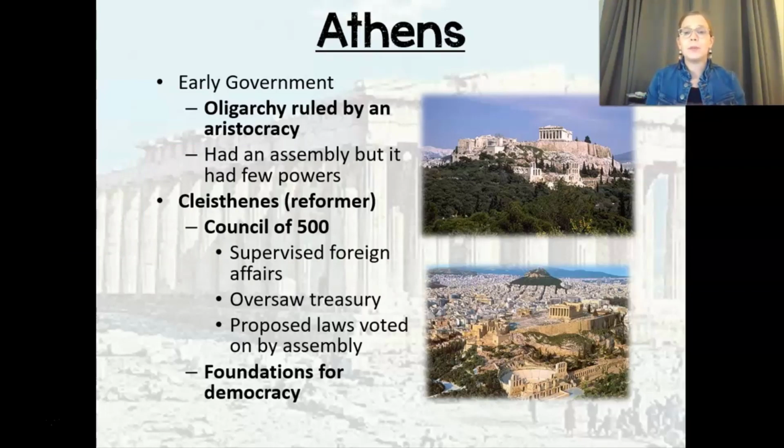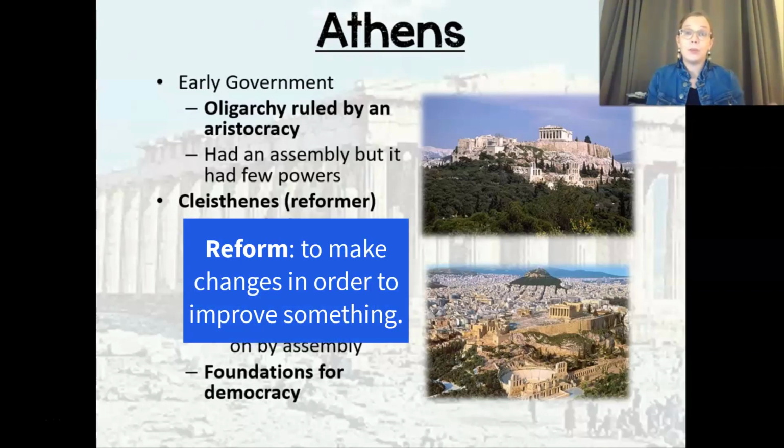Then they had a ruler named Cleisthenes who came along, and Cleisthenes was a reformer. And reform is a word that you'll hear me talk about later on in this class. It will be a very important word.